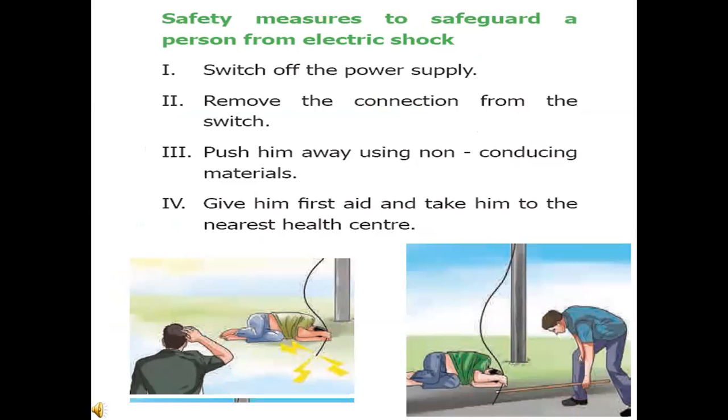Last one, safety measures to safeguard a person from electric shock. First, switch off the power supply. Second, remove the connection from the switch. Third one, push him away using non-conducting materials, give him first aid and take him to the nearest health center.